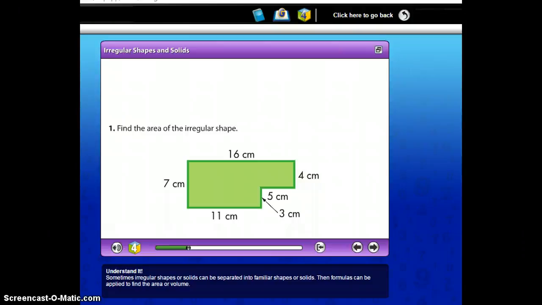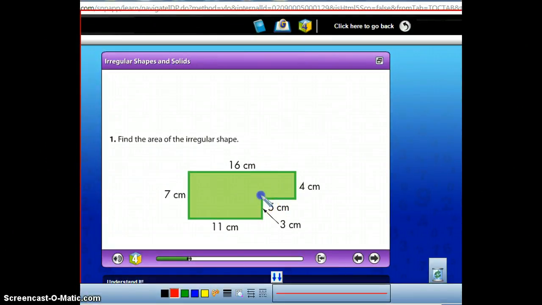So I'm looking at this thing, and there are 2 ways we could divide it. You always look to divide it at a corner. So we could divide it right here.